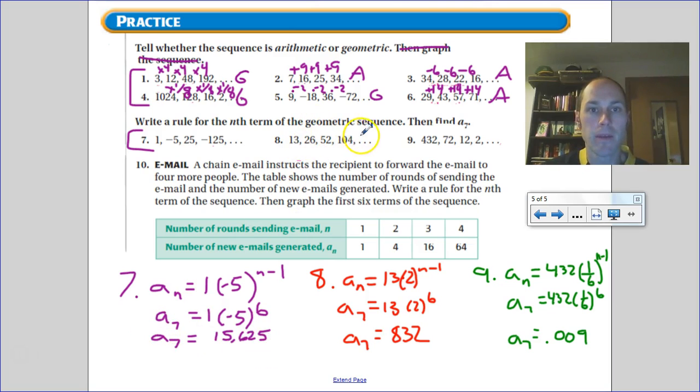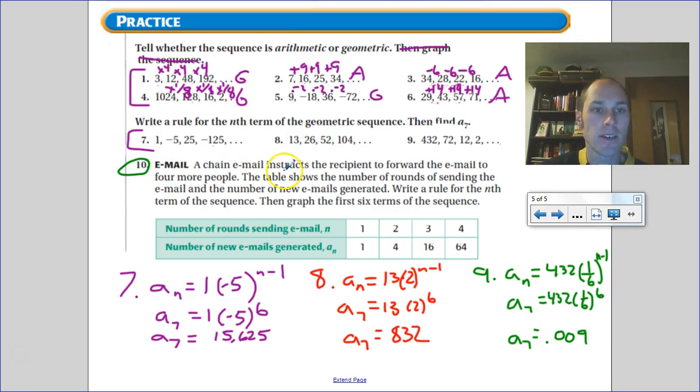Number 8, we're multiplying by 2 each time. The first term is 13, so 13 times 2 to the n minus 1, which means the 7th term would be 832. 9, we're dividing by 6, or multiplying by 1/6 each time. First term is 432, so 432 times 1/6 to the n minus 1 gives a value of about 0.009.